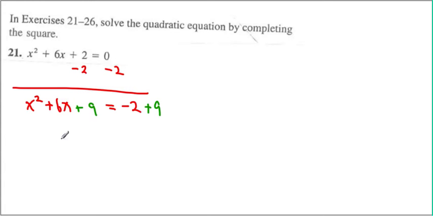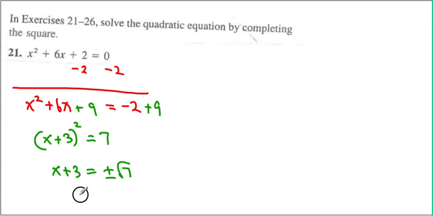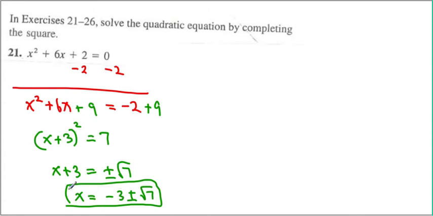Then the left side becomes x plus 3 squared, and the right side becomes 7. Now, by taking the square root, x plus 3 equals plus or minus square root of 7. Then x becomes negative 3 plus or minus square root of 7. That becomes our final answer.